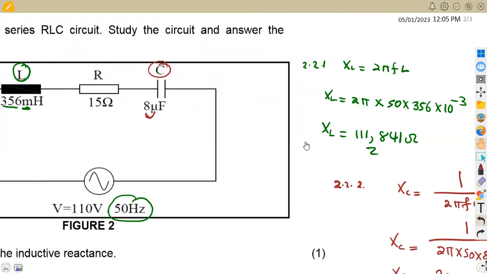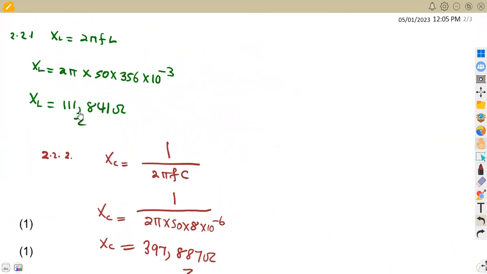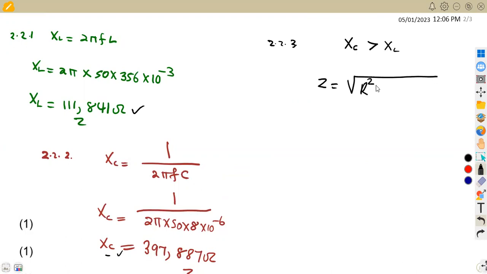So we have to compare, because this impedance is a phasor sum from the resistance and the inductance with the capacitance that we have. So we have to compare between these two values. You can see that XC is greater than XL. So that means our formula is going to be given as, so we are saying XC is bigger than XL. So the value for impedance is going to be the square root of R squared plus the bigger value minus the smaller value. So it's going to be XC minus XL, this time to the exponent of 2.